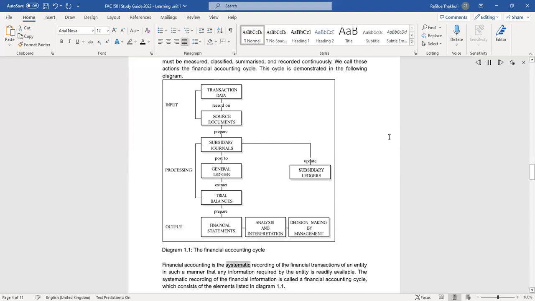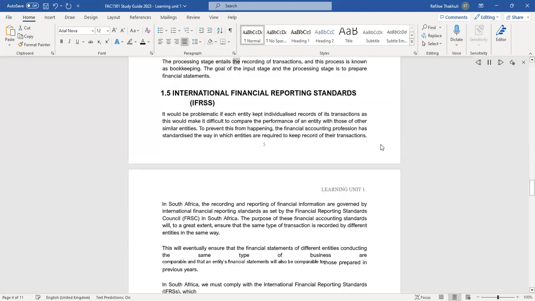Financial accounting is the systematic recording of the financial transactions of an entity in such a manner that any information required by the entity is readily available. The systematic recording of the financial information is called a financial accounting cycle, which consists of the elements listed in diagram 1.1. The processing stage entails the recording of transactions, and this process is known as bookkeeping. The goal of the input stage and the processing stage is to prepare financial statements. 1.5 International Financial Reporting Standards, IFRSs.